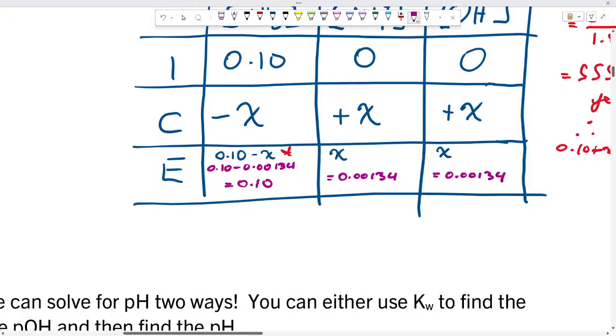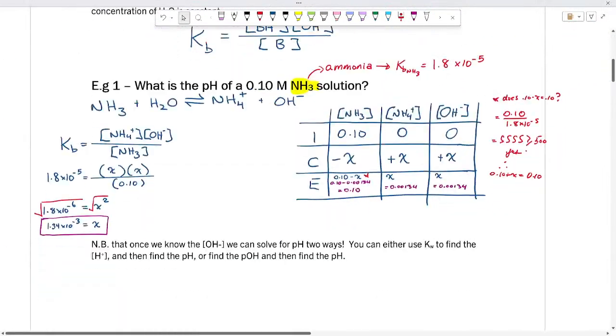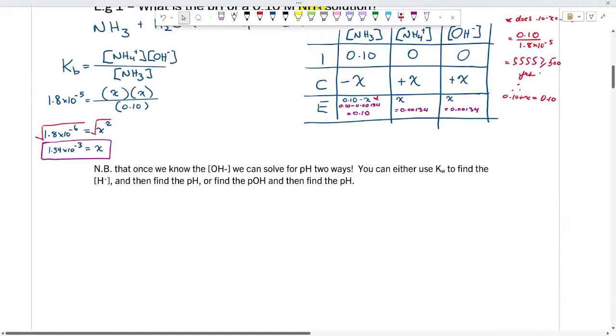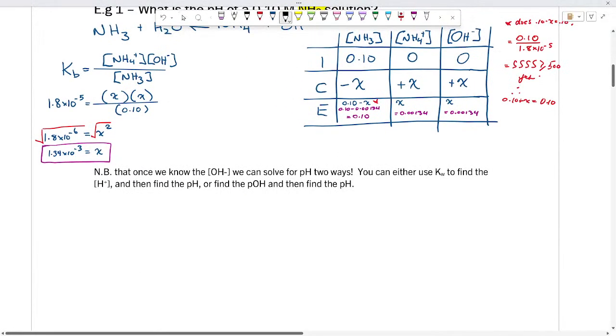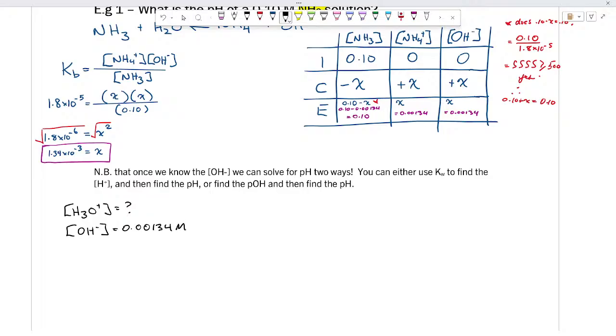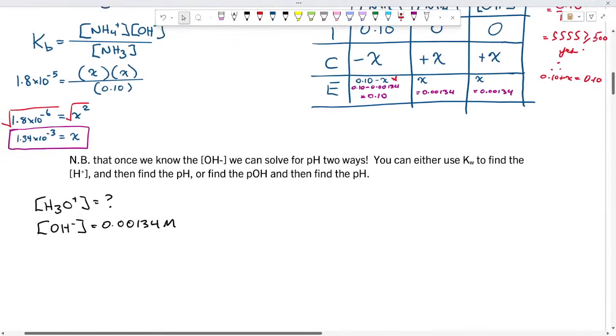Okay, now, the question is, what is the pH, right? So, we've done all that. Can we find pH directly? No, because we don't know the concentration of H3O plus, right? We do know the concentration of OH minus is 0.00134, right? So, what would you do here?